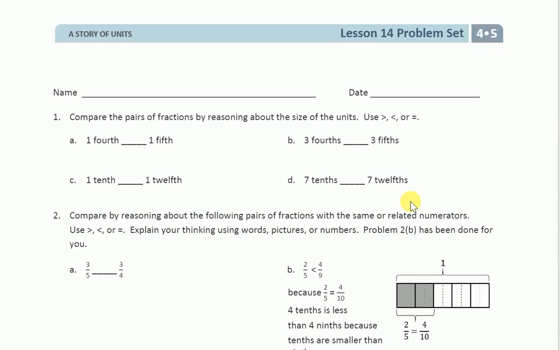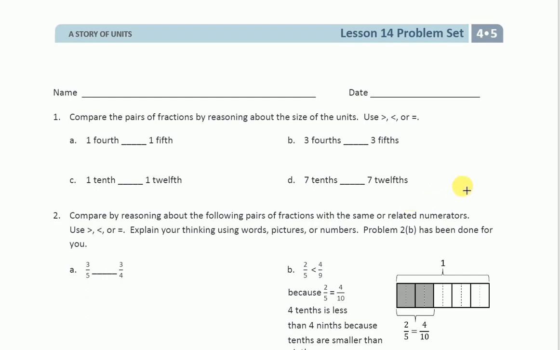Okie dokes, let's get started with Module 5, Lesson 14, Problem Set. In this lesson, we are continuing to find common units or numbers, and we're comparing two fractions. And in this lesson, we're going to be doing it with number lines, tape diagrams, and with multiplication, benchmarks, throwing the kitchen sink at you. All right, so let's get started.